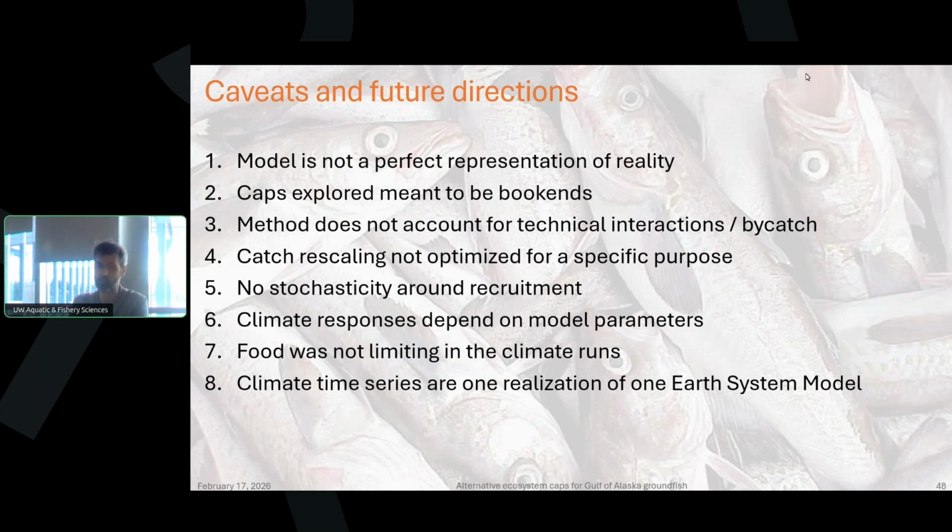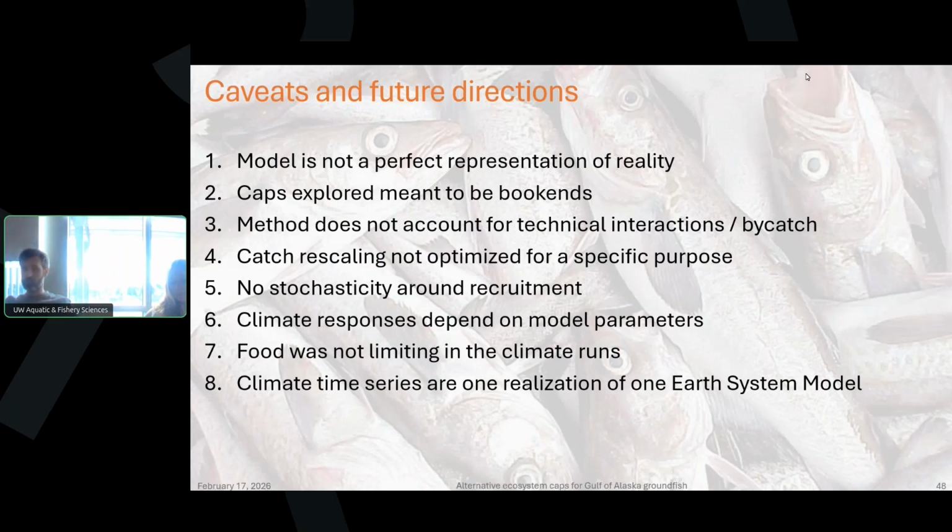These weights, this catch rescaling, was not optimized for a specific purpose. Like I said, this was kind of a first step that we had at it, and you might want it's all purpose driven, right? So what are you trying to accomplish in your fishery by using a cap? Are you trying to attain some species rather than others, or what are the motivations, and how is that going to guide the way that you rescale your harvest specifications to get to the catch?